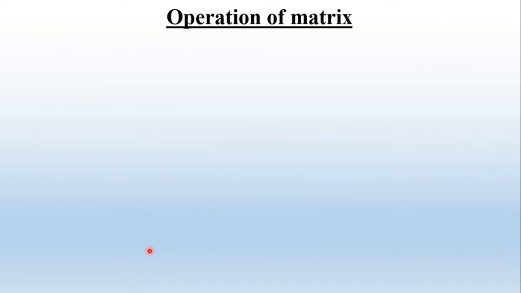Then next, operations of matrix. ማትሪክስን እንዴት ኦፕሬት እናደርጋለን? Operation of matrix means here addition አለ, subtraction, multiplication. እነዚህን ዘርፎች how can we calculate a matrix simply?